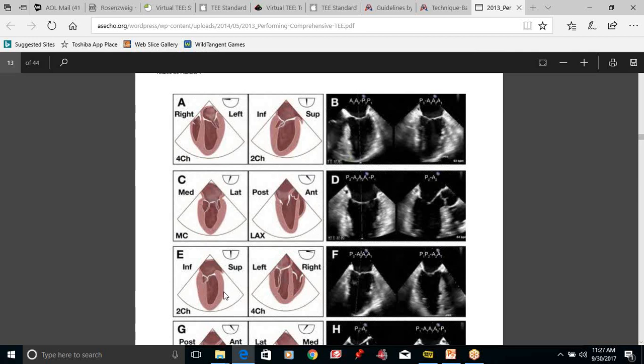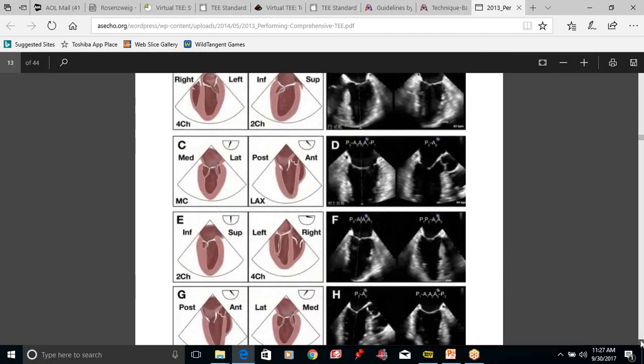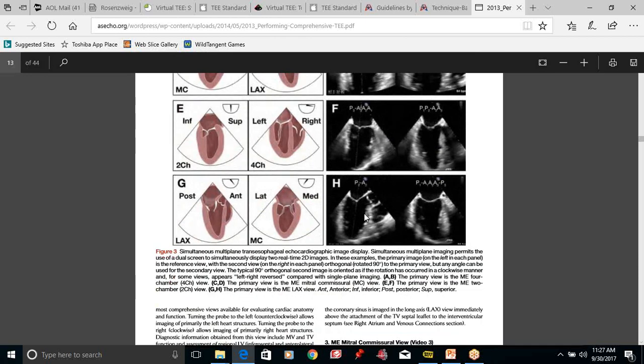So still in the mid-esophageal level, at 90 degrees, you again get your anterior wall, your inferior wall, and if you move it to 180 degrees, you just flip things around. At 130, 135 degrees, you get your aortic root, your aortic valve and so on, and you can see that clearly.